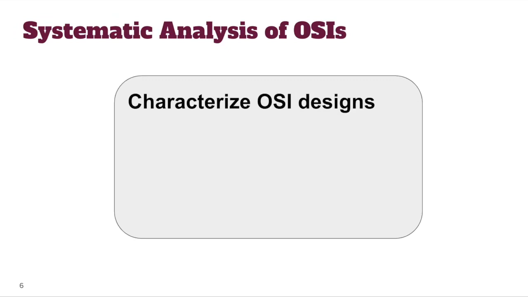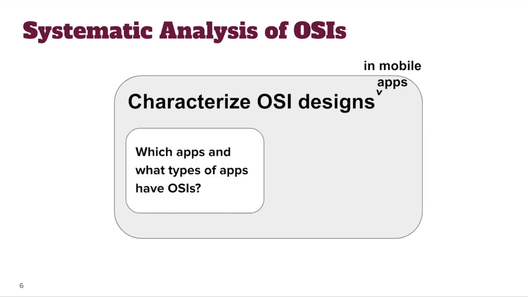To limit the scope of this analysis, we consider only mobile apps. So we asked, which apps and what types of apps have OSIs? Are OSIs still just in work-related or instant messaging apps?